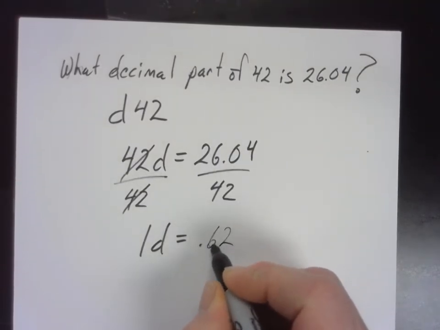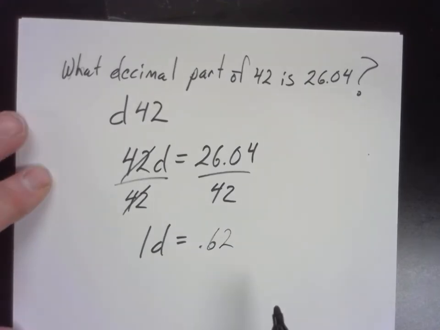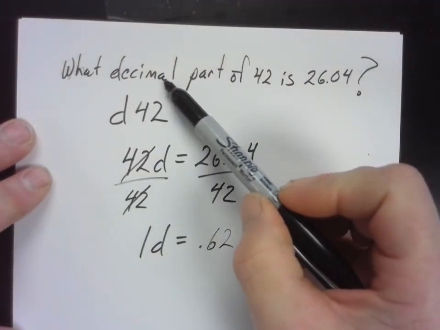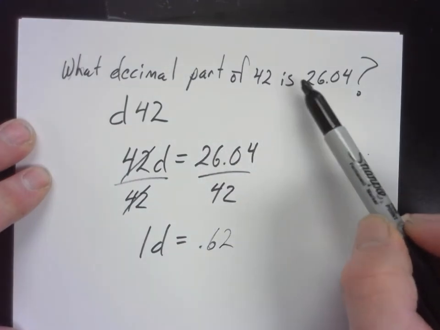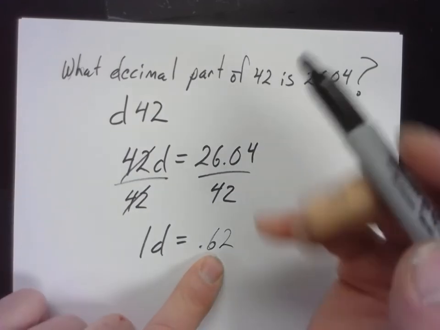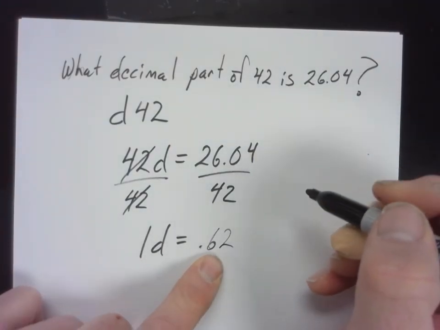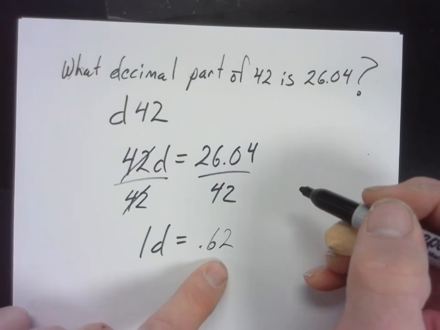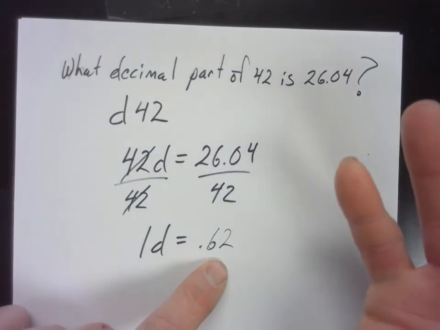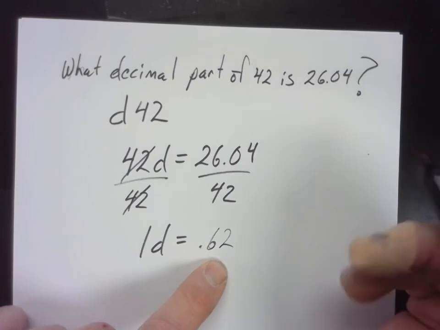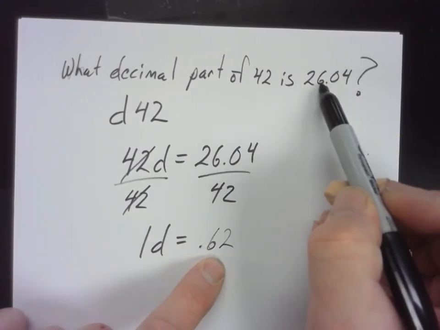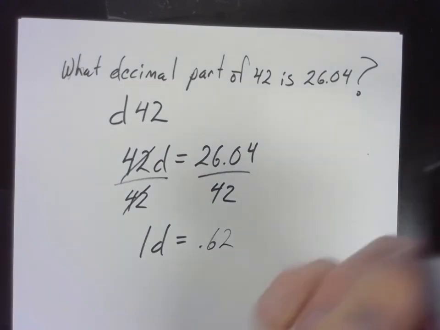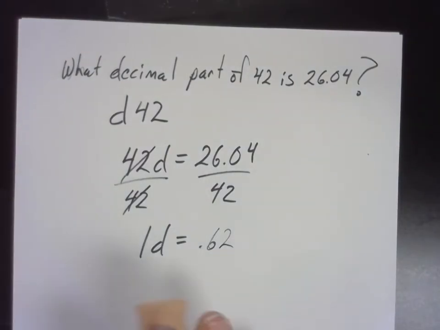0.62. Let's see what this says. It says 0.62 of 42 is 26. I'm going to think of this as a little more than half. 0.62. Is that a little more than half? What is half? 0.5. There's a little more than half of 42 is 26. Yeah. Got it. Okay, let's try another one.